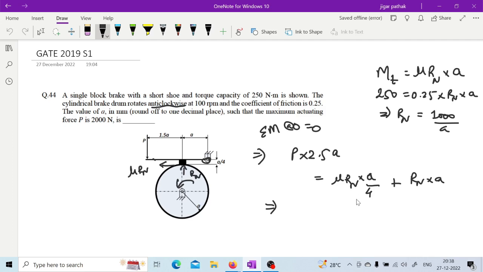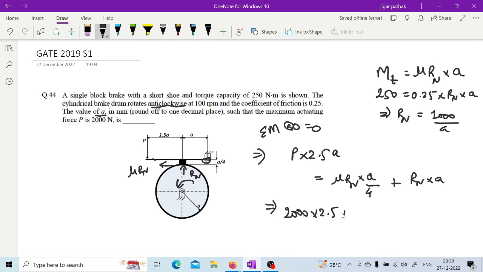Actually, P is provided, right? Anyway, you need to calculate the distance. Actually, A, sorry. Yes, P is 2000 here. Sorry, P is 2000 given. So let me write P as 2000.